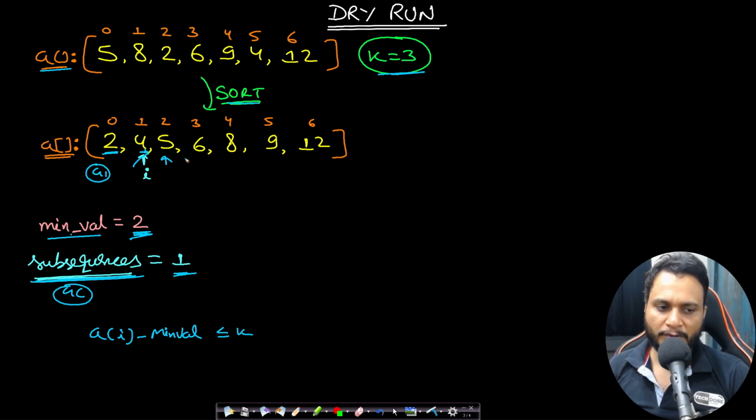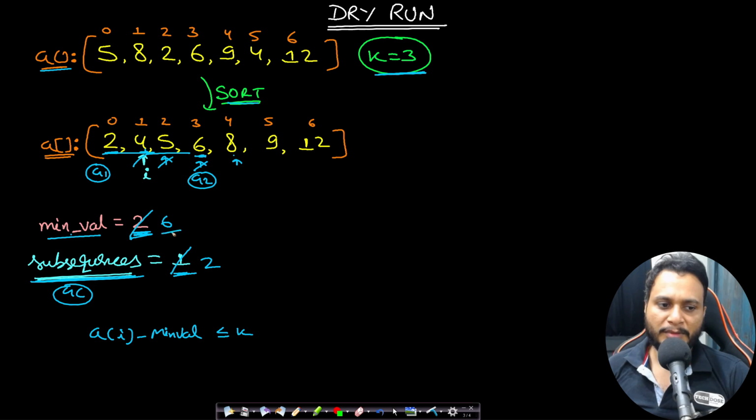So if I just move forward without doing anything, it gets included in group 1. 5 minus 2 less than equals to k, move forward. Now 6 minus 2 is greater than k. So this is where a new grouping will start. So I have to create a new group. So I will do subsequences plus 1. And my min value for the new group, group 2, will be assigned to the new value array at I, which is 6. And now I will be iterating to the next items.